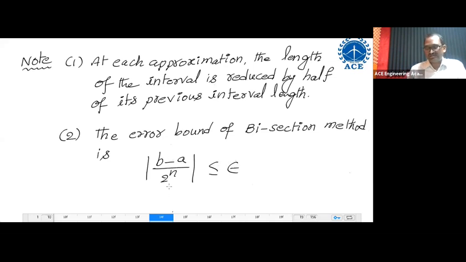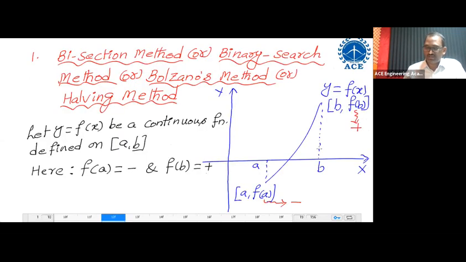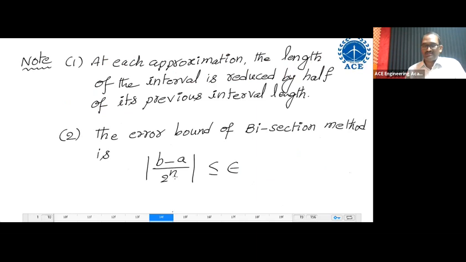After n number of iterations, the interval length becomes (b minus a) by 2 power n. N means number of approximations, number of iterations. A means interval initial point, B means interval end point. Epsilon means error value or accuracy value. The difference between one approximation and its previous approximation is 0.001. Epsilon is that much accurate value.